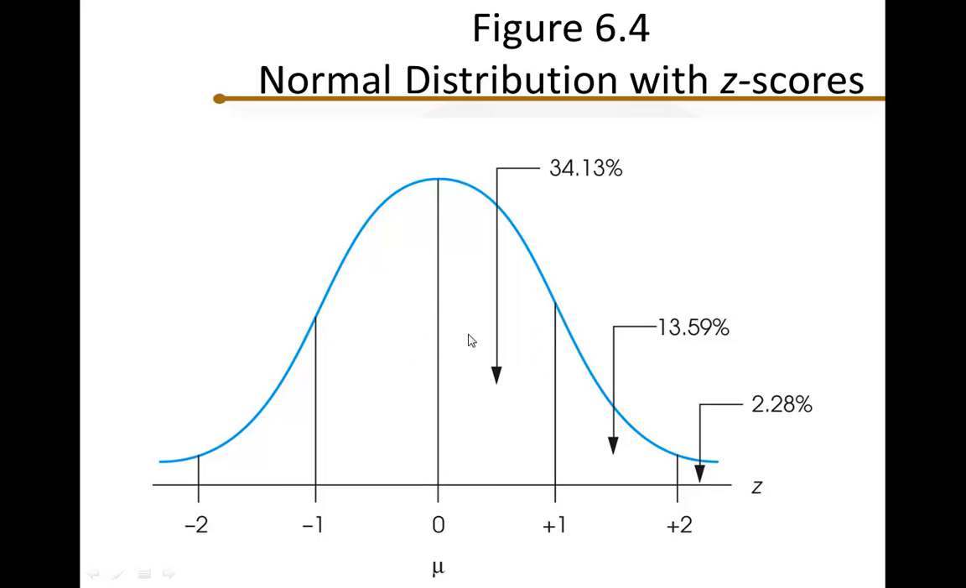34.13% falls within this area. Okay? 13.59% falls between a +1 and a +2 z-score. A z-score of above +2 is 2.28% of our sample. So if you take an exam and I tell you you were at a z-score of +2, you should be very proud of yourself because you're in the top 2.28% of the group.